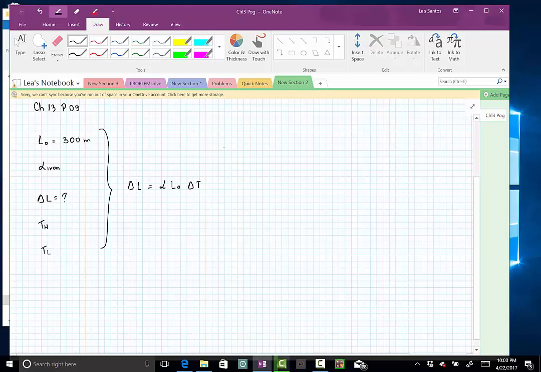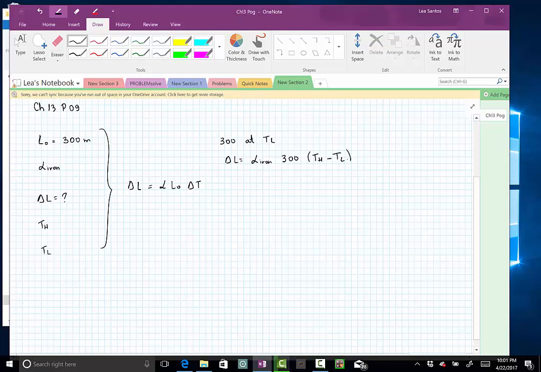So if you assume that you have 300 meters at the low temperature, what you're going to do to solve this problem, you'll say that this delta L is the alpha of iron, the initial 300, and then your final temperature would be the hot one, and the T_L is the initial.